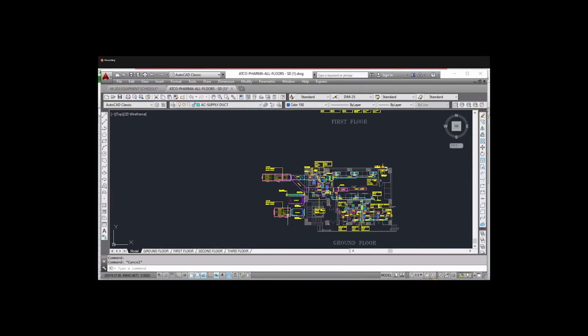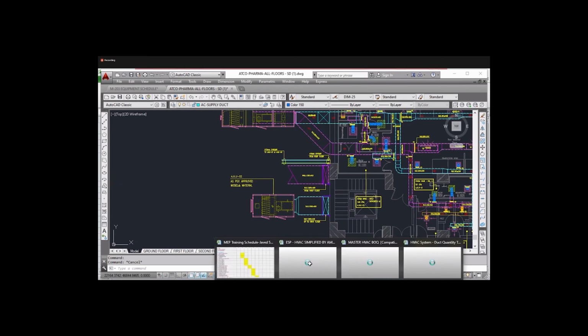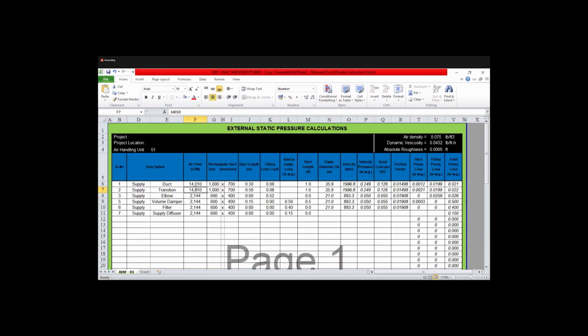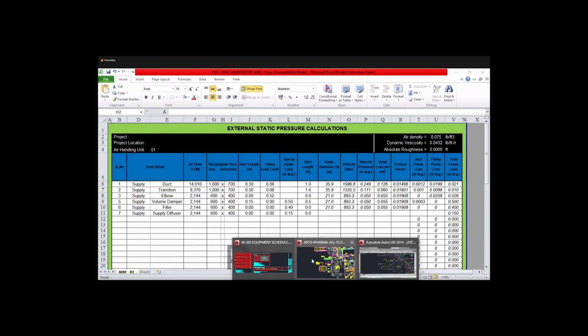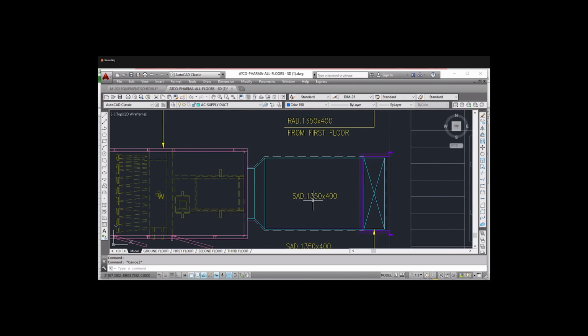So this AHU is having 9370 CFM. So this we have to mention here: 9370 CFM. What is the size here of the duct? The duct size is 1350 by 400. Okay, not this one. This is our straight duct.